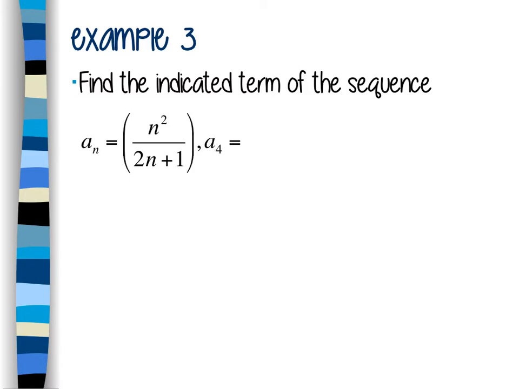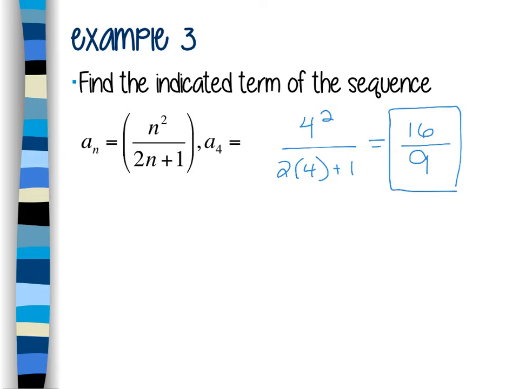So for right now, we're saying, okay, if I gave you this function, I could ask for any term in that function. I can ask for a sub 10, a sub 25, and I don't need any other information but the initial function. So if it says a sub 4, then I'm saying, okay, plug a 4 in everywhere there's an n. So this would be 4 squared over 2 times 4 plus 1, 16 over 8 plus 1, which is 9. And no matter how many times people reduce that to 4/3, that's wrong.